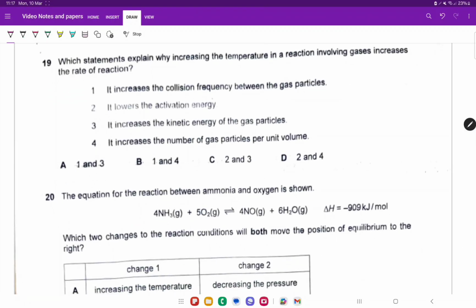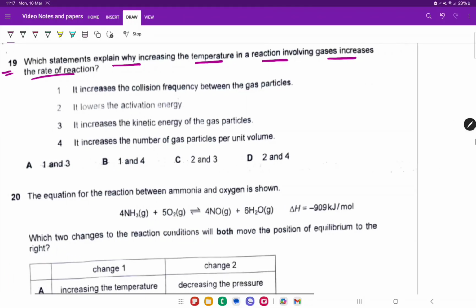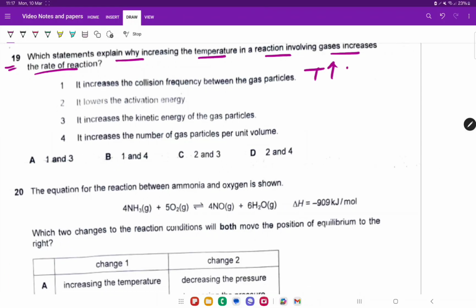Question 19 says, which statement explains why increasing temperature of a reaction involving gases increases the rate of reaction? For a reaction involving gases, if we increase temperature, then the kinetic energy of the particles will increase. We can say average kinetic energy of the particles will increase, frequency of collision will increase, hence more particles will have energy greater than activation energy. Therefore, rate increases. So we have to look for these points.